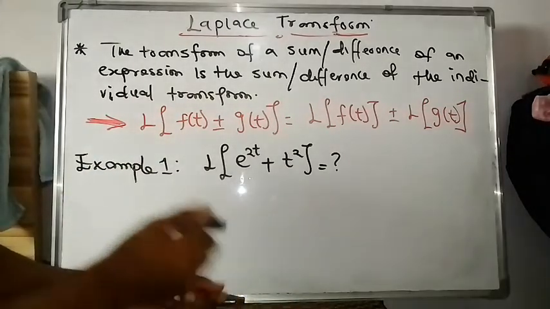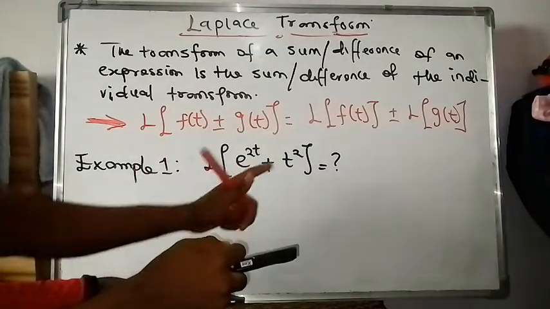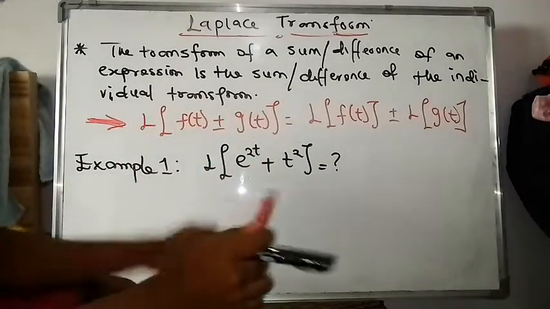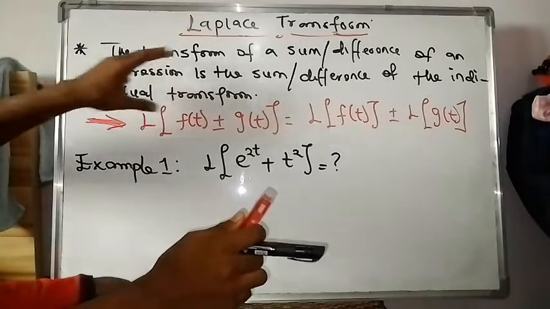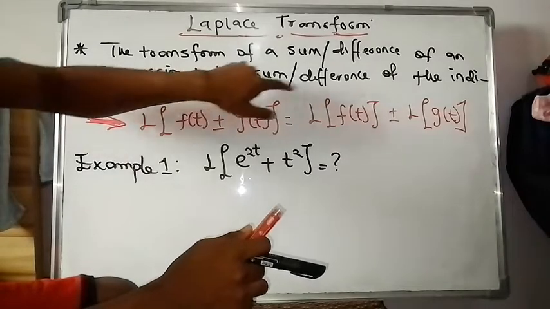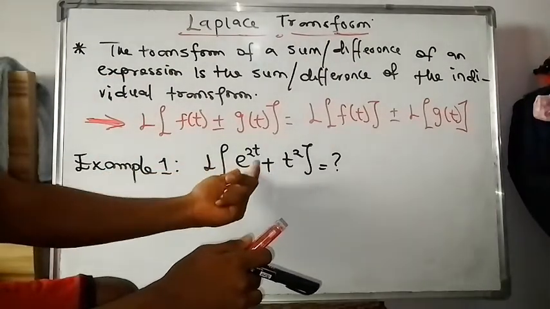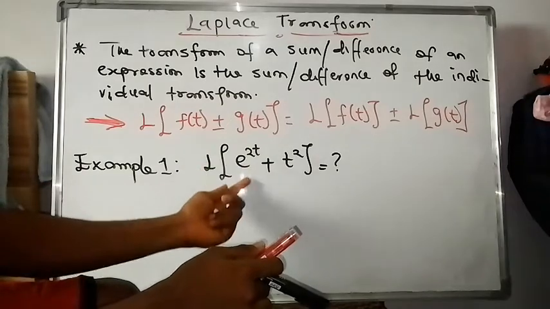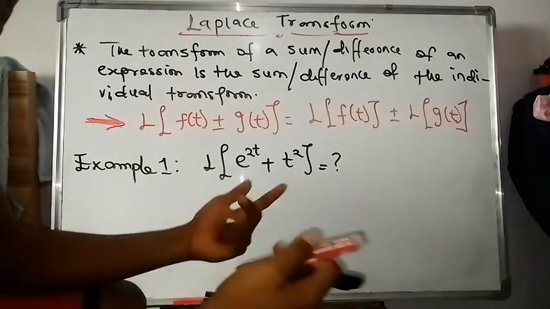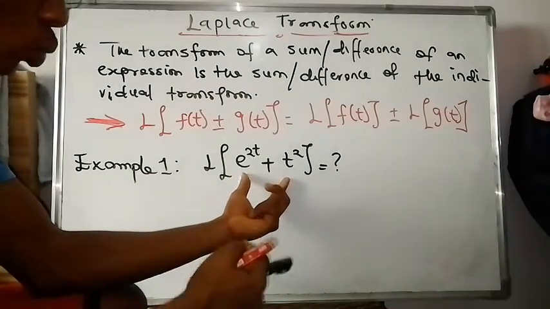So basically we're going to be looking at this example which says find the Laplace of exponential of 2t plus t squared. Now we're going to be following this rule. Remember, this rule says the transform of a sum or difference of an expression is the sum or difference of the individual transforms. These are two functions of t. This is the first function and this is the second function. They are adding themselves together. So we have to find the Laplace of the sum of these two expressions.